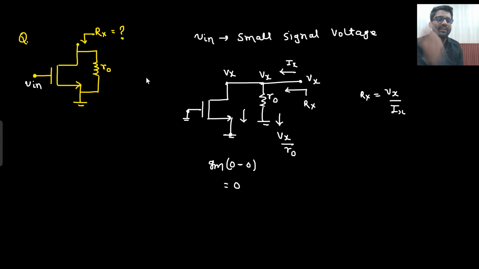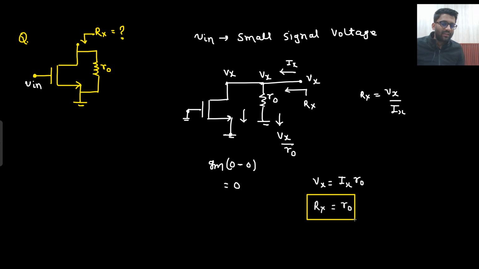So how much resistance do you see? Only R0. So what will be the answer for Rx? That is R0 only. Or you can see that Ix is flowing, but Ix will be flowing only into R0. So Vx is equal to Ix times R0. So what is your Rx now? That is equal to R0 only.